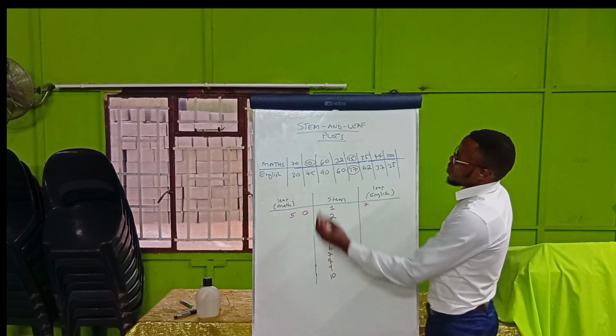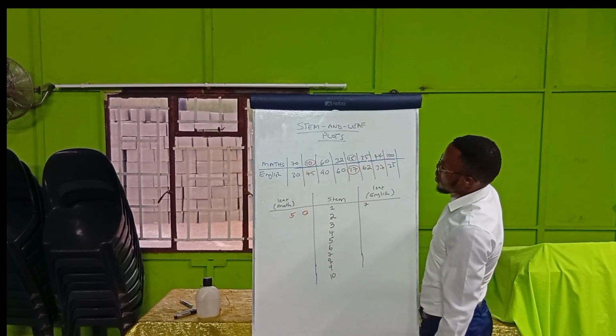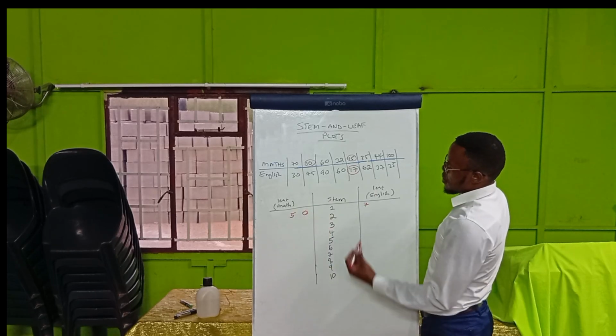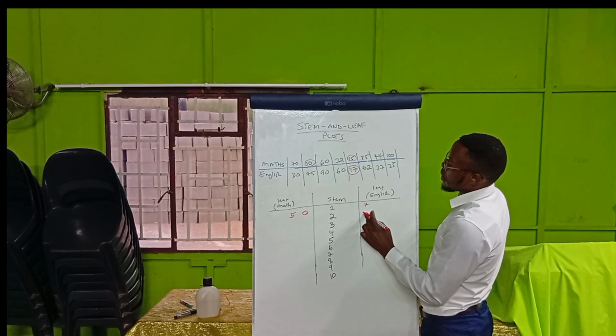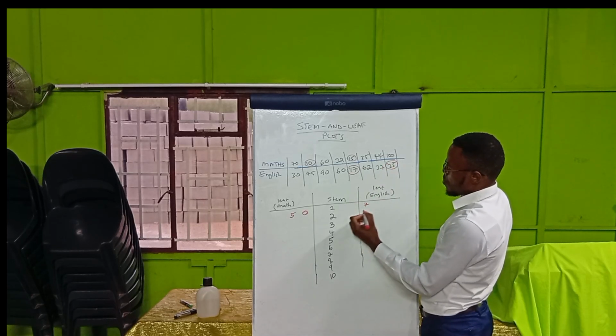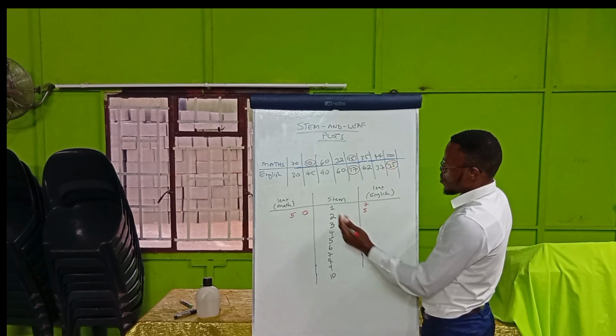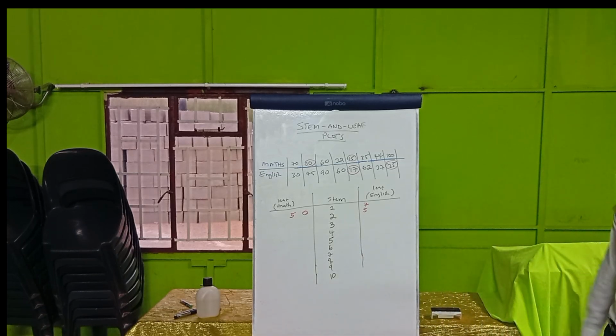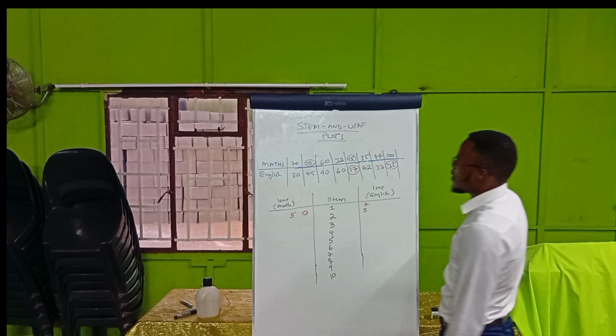Do you have any number that the stem is 2? No, in mathematics, so we'll leave it blank. Then, in English, we have 25. So we will write a 5 now, which means now that is 25. Move on to the stem of 3.